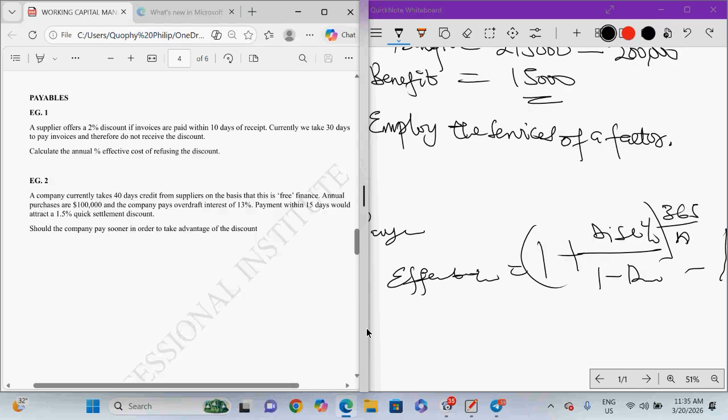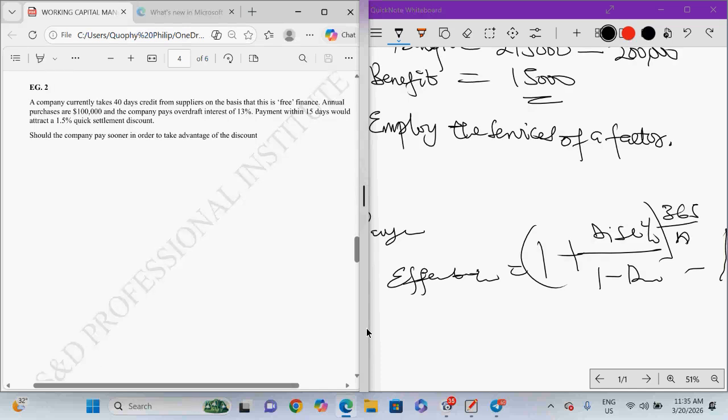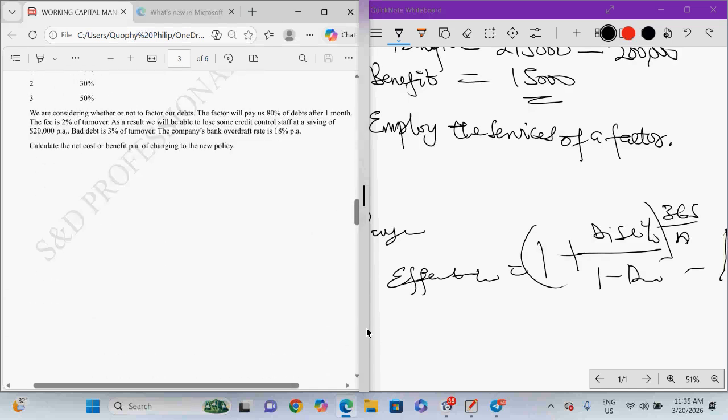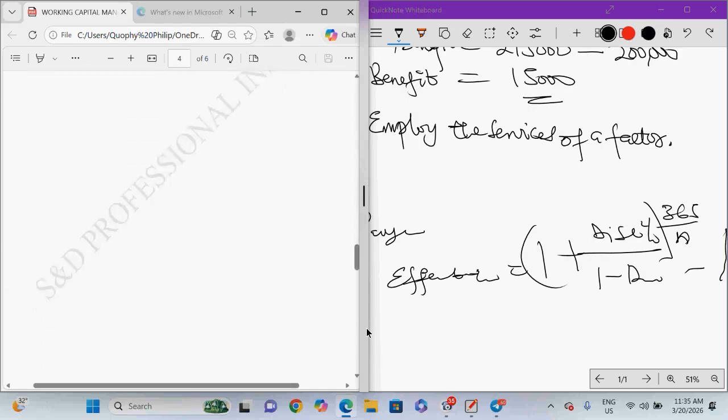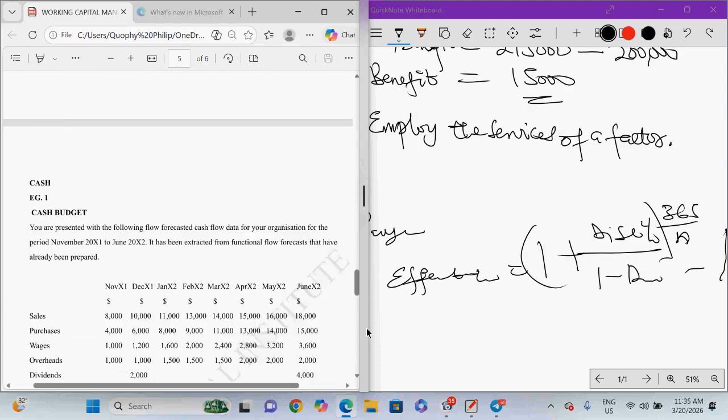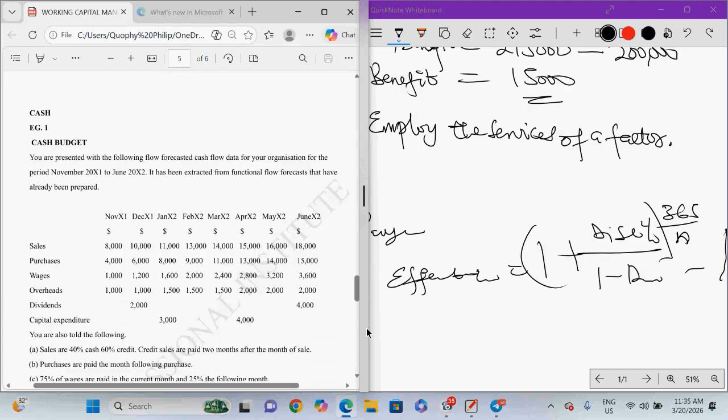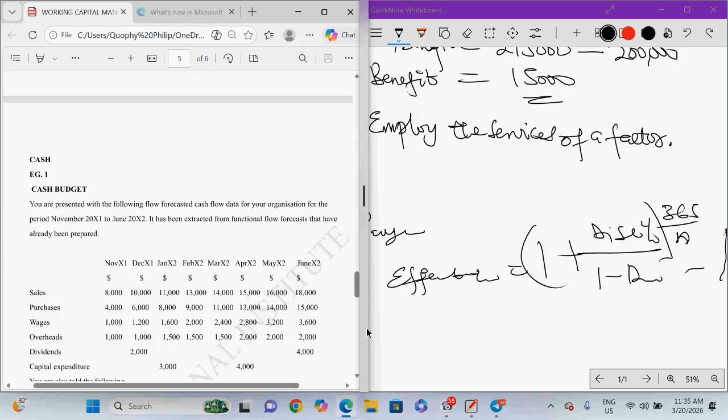Because when you get the goods, you sell the goods and get your money, then you invest the money within a short period of time, you get some return before you go and pay the supplier. So indirectly, it is a source of finance, right? So basically, that is it about the payables. Go and try these two examples. Then we will look at the cash budget.